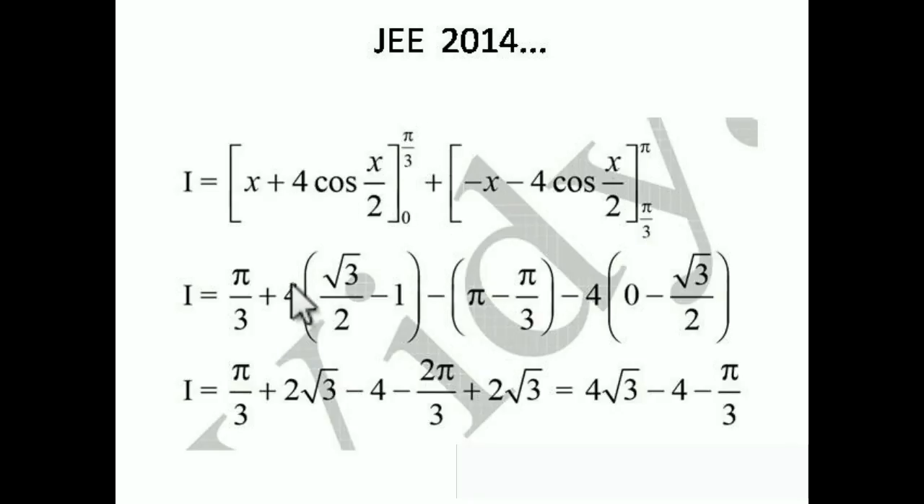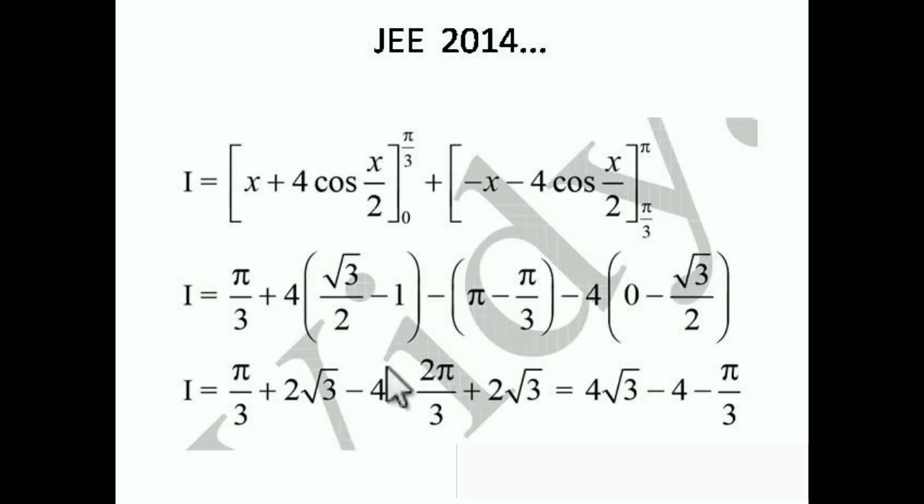So it is pi by 3 plus 4 cos pi by 3. Here cos pi by 3 is root 3 by 2. Then put the lower limit: it's 0 plus cos 0, which is minus 1. So here minus 1 is for cos 0. Okay, then the minus gets common out and put the limits: pi minus pi by 3, then minus, what is here? It is 4 cos pi by 2, that is 0, and 4 into cos pi by 6, that is root 3 by 2.